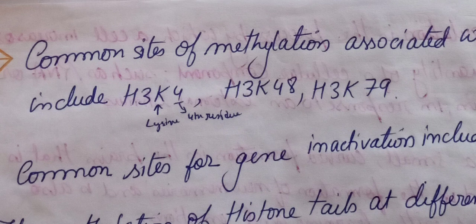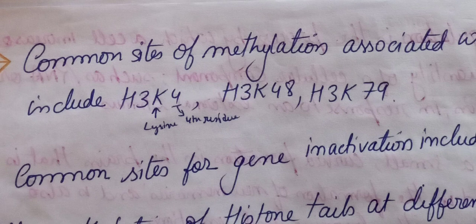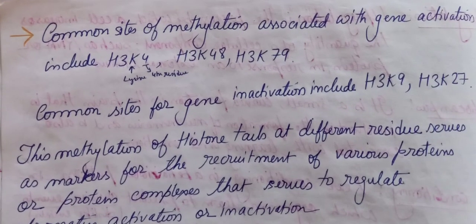Another region is H3K48. H3K48 means H3 for histone H3, K for lysine, 48 means the 48th amino acid is a lysine found on histone H3, which is methylated, and that leads to gene activation. It leads to uncoiling of the DNA from the nucleosome so that the transcription machinery can access it. Another region is H3K79, the lysine found at the 79th position of histone H3. Now these are the common sites for gene activation.